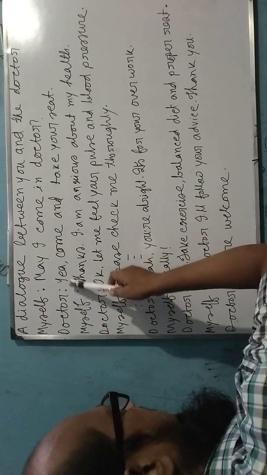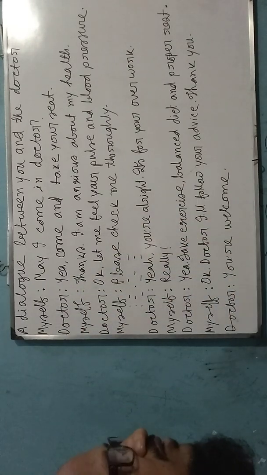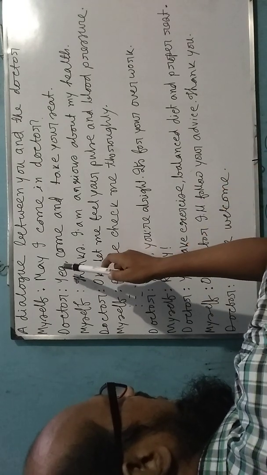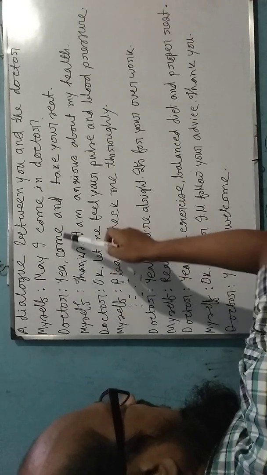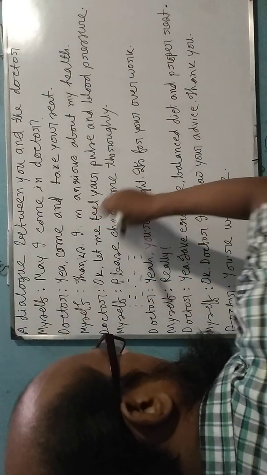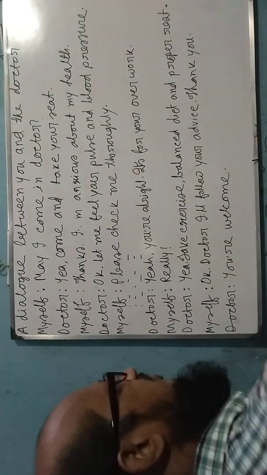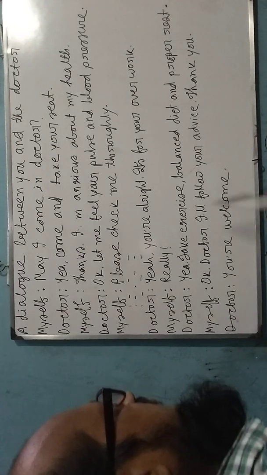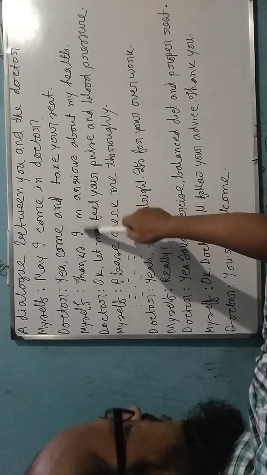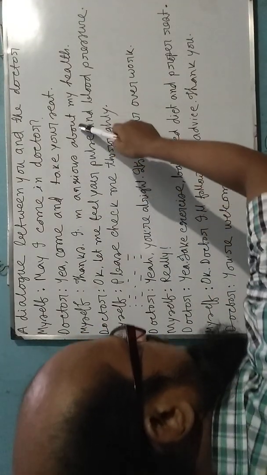Then the doctor will say, yeah. Dear students, you may write here, yes, but dialogue is a colloquial form. We should write the dialogue in a colloquial form. So we should write, yeah, not yes. Doctor: Yeah, come and take your seat. Myself: Thanks, I'm anxious about my health. There is a contraction, I apostrophe M. In other writing, you have to write the full form, but in dialogue, you have to write this sort of English, this sort of verbs with pronouns in contraction form.